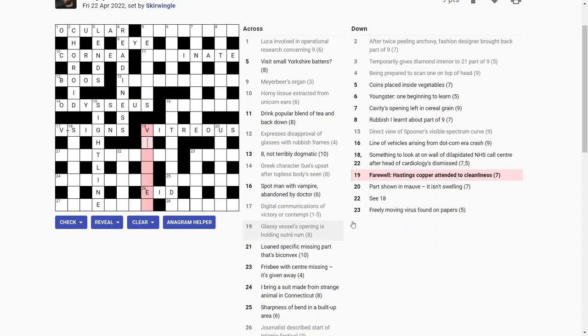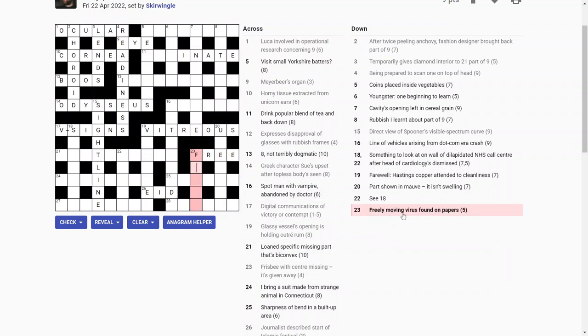Right, farewell. Hastings copper attended to cleanliness. Hastings? I don't know what Hastings is cluing there. Frisbee, with centre missing, it's given away. Free, it's just, as it says in the clue, Frisbee, with the centre bit missing.